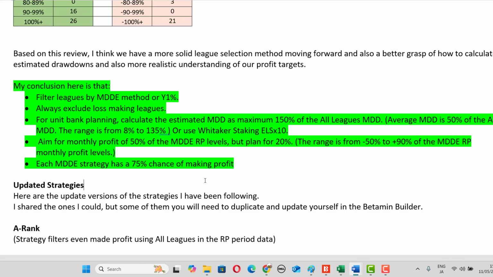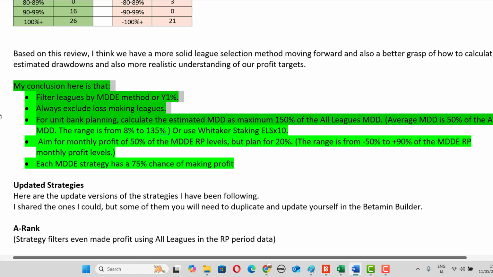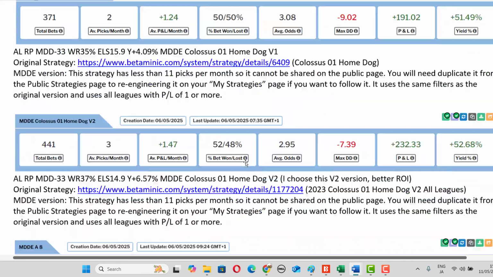So follow as many as you can. But when you're making your strategies or updating strategies, then filter leagues by this MDDE method, exclude the profit-making leagues, and I think that will improve results a lot. And based on this, I've gone and updated my strategies.